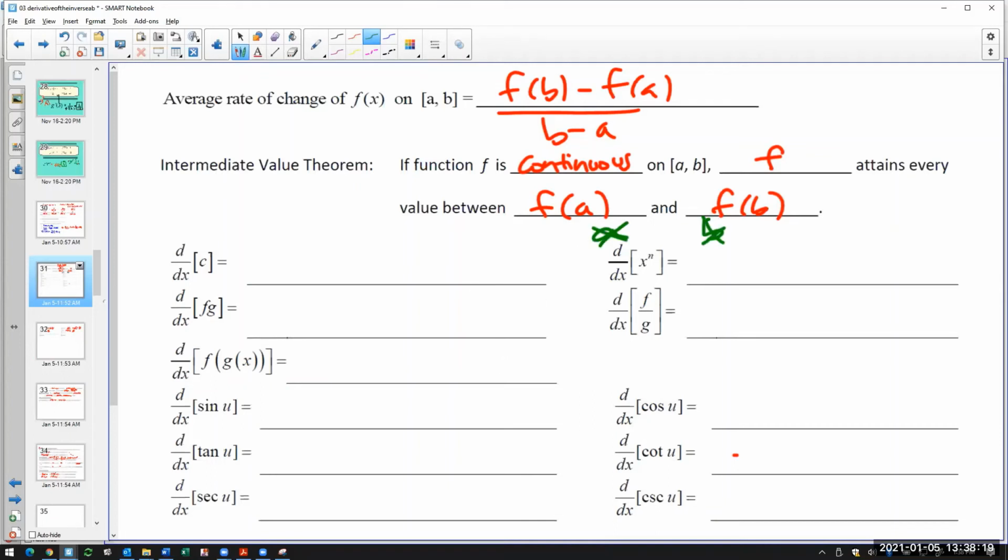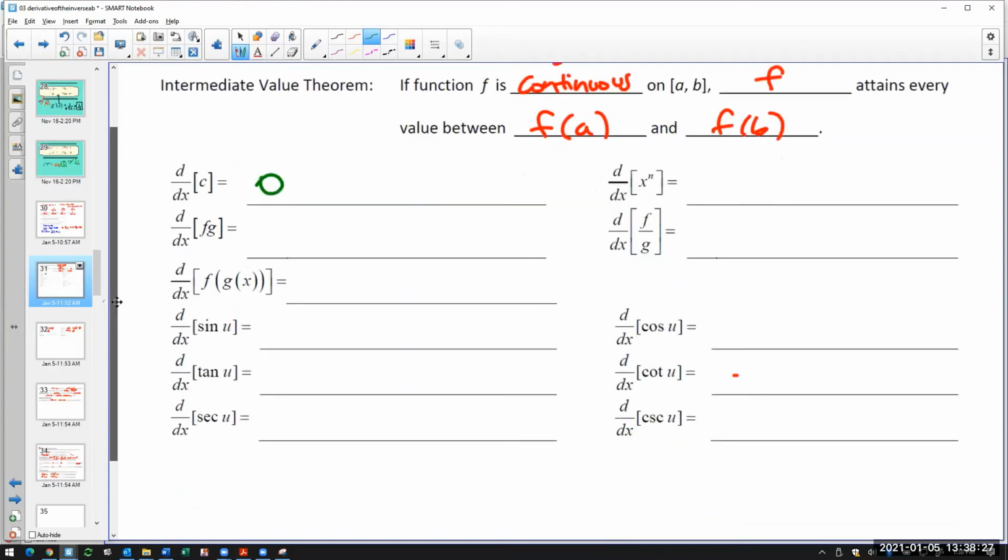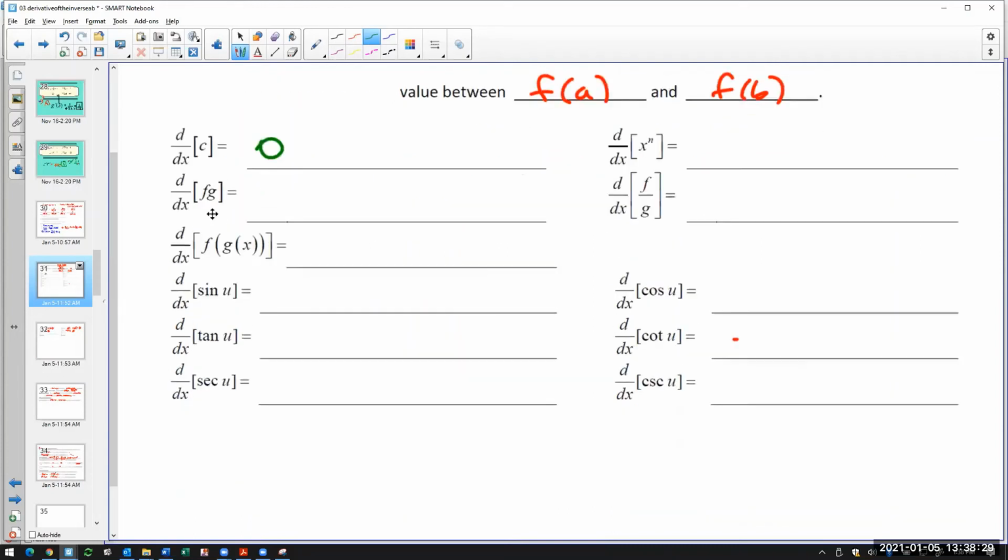All right. Right here, guys, the derivative of c, the derivative of any number, is what? 0. It's always 0. What's the derivative of two expressions multiplied together? Product rule, very good. The derivative of the first times the second plus the derivative of the second times the first. What about this weird composite function thing? What rule is that?